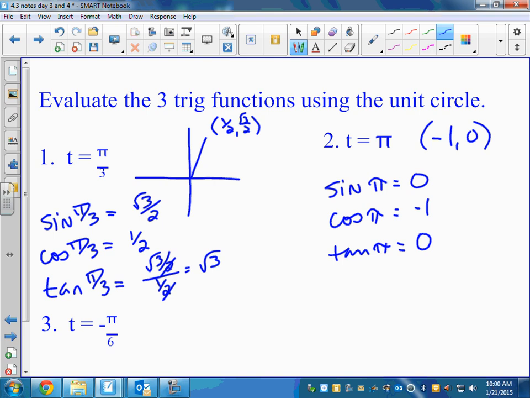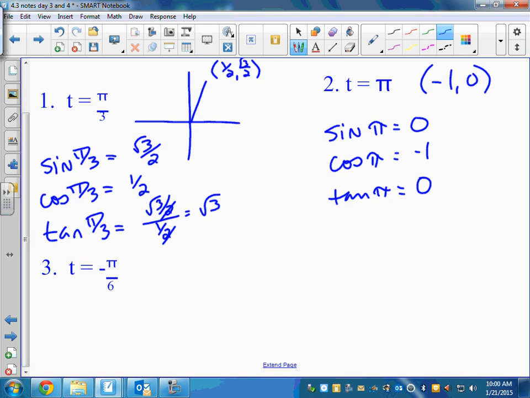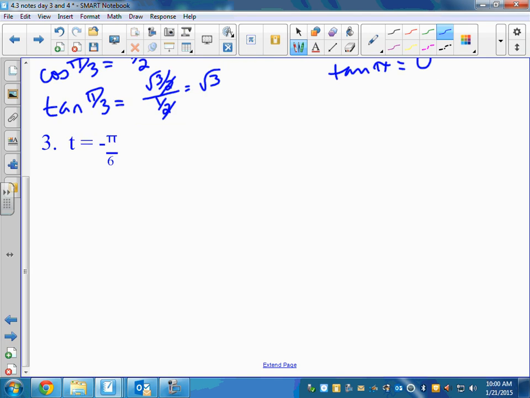What about this one? Negative pi 6. Oh no, that's not on my unit circle. I must not be able to do it. What shall I do? Go backwards. Do it. There's options.